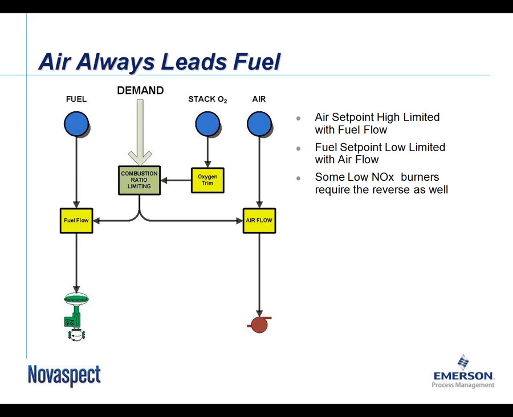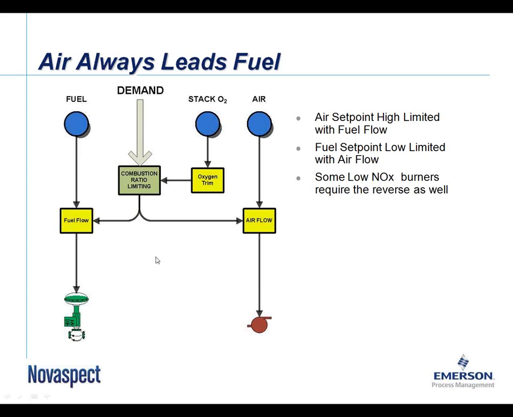And that way, as the boiler goes up in load, the air has to go up before the fuel flow is allowed to come up, and then as the air comes down in load, the fuel flow has to come down before the airflow is allowed to come down in load. So that's the cross-limiting that takes place in this little box in the middle that we call the combustion ratio limiting. So that's where the high and low limiting is.